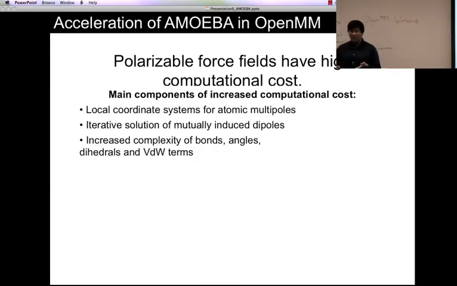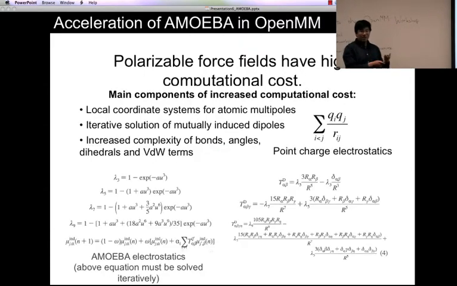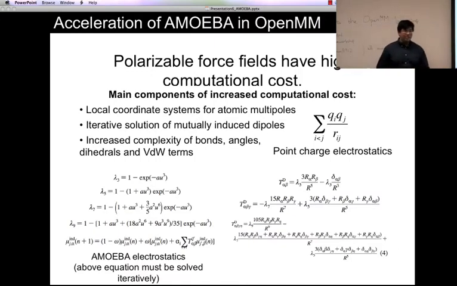Now, hopefully, the implementation of AMOEBA in OpenMM has some advantages over the Tinker implementation, right? And that's going to be the speed. Polarizable force fields have a higher computational cost. Some of you might have heard me saying earlier that the AMOEBA force field is about 10 times more expensive than the point charge force fields. Most of that is because of the more complicated treatment of electrostatics.